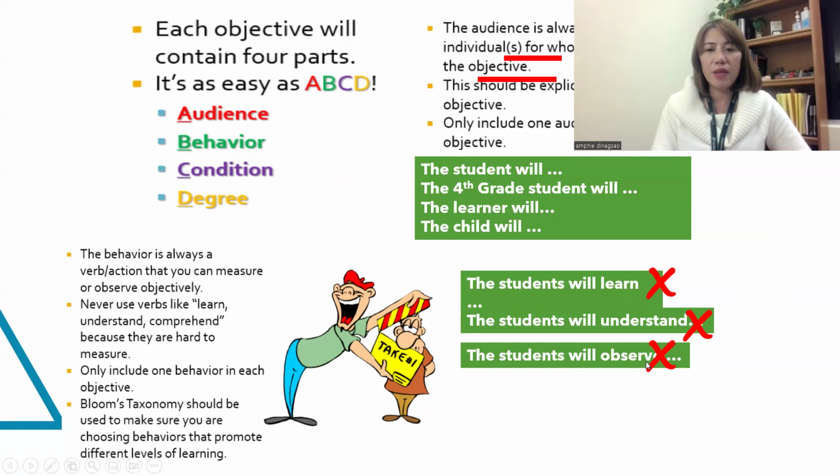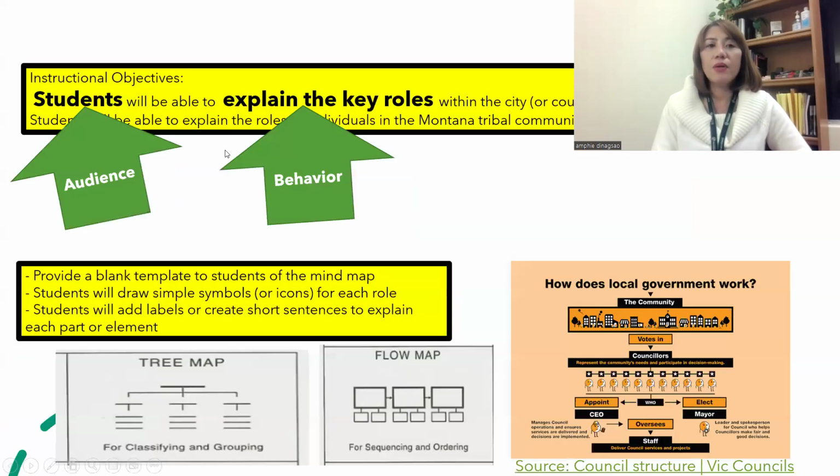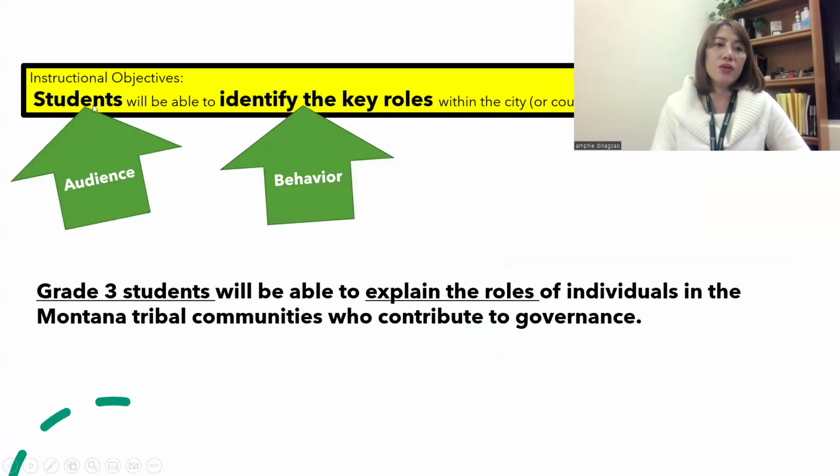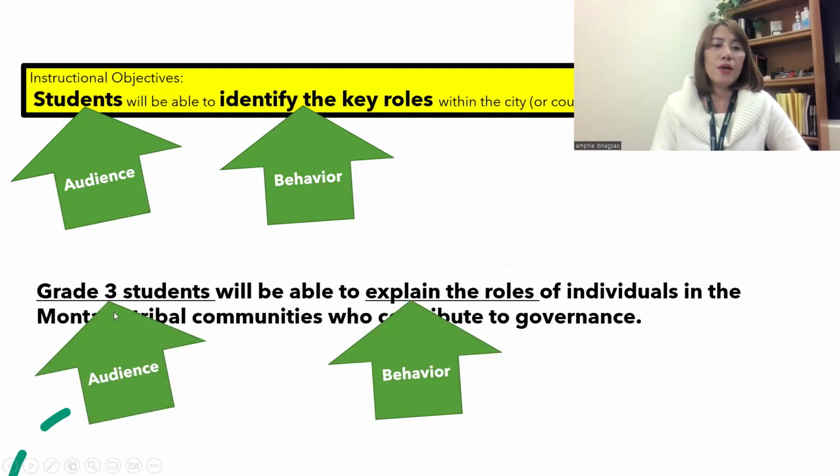These are examples of not a good term in terms of behavior. And in terms of audience, you can write it this way. A behavior is always a verb, an action that you can measure and observe objectively. So you can read also those. If I'm going to write my instructional objectives: students will be able to explain. You notice there's an audience, and a behavior. Another way of writing your audience is "grade 3 students will be able to explain the role." Explain is a behavior.